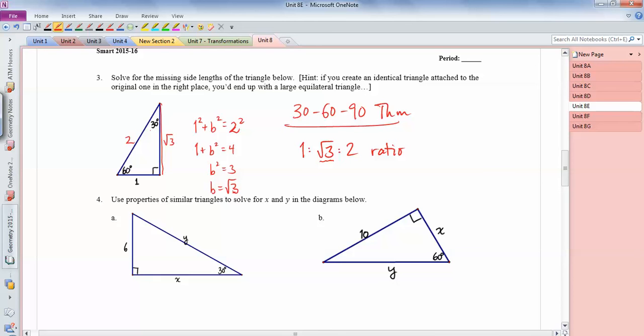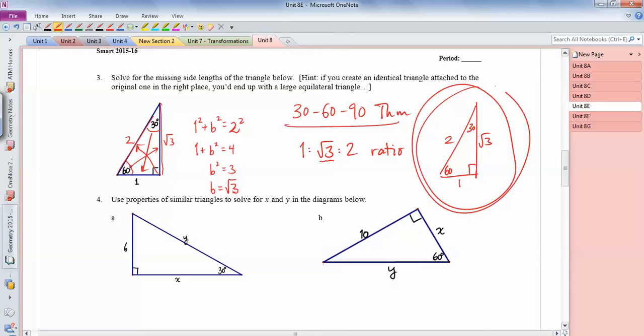The students often forget which side goes with which. Well, 30 is the smallest angle, so the smallest side goes there. 60 is the medium angle. Root 3 is the medium side. 2 is the hypotenuse, opposite the biggest angle. Okay, so again, it's important to memorize this 30, 60, 90 because it just comes in handy a ton. 1 opposite the 30, root 3 opposite the 60, 2 opposite the 90. If you remember this one, this is also a super common one.